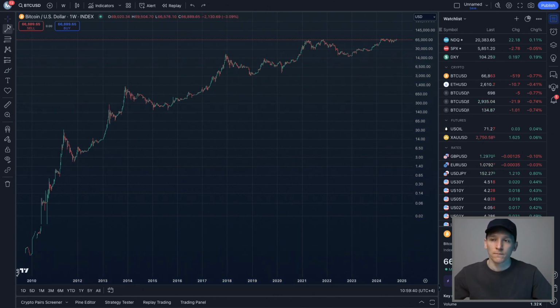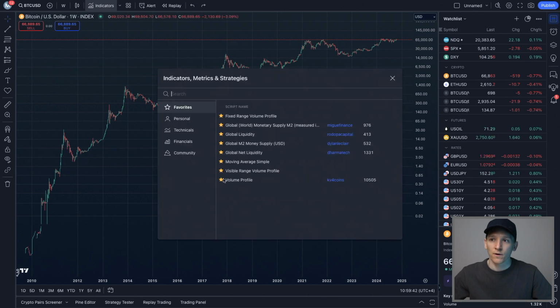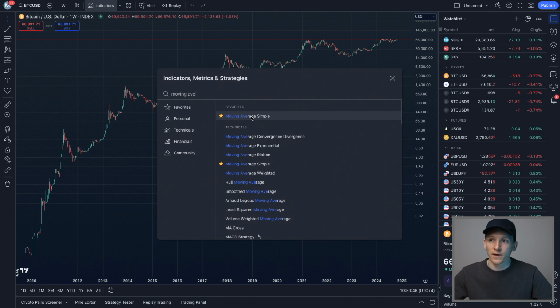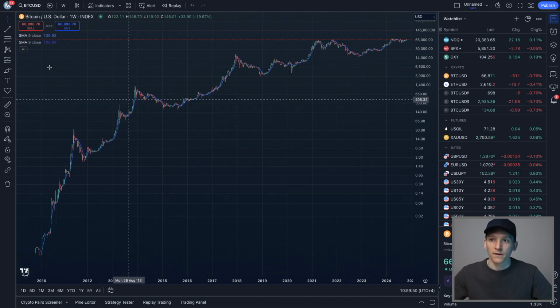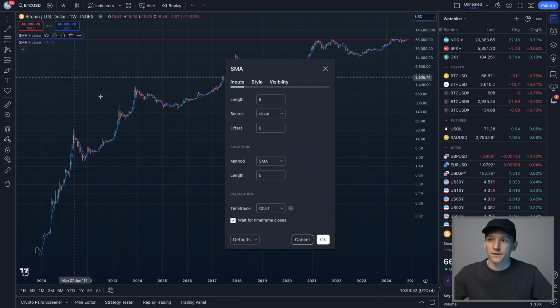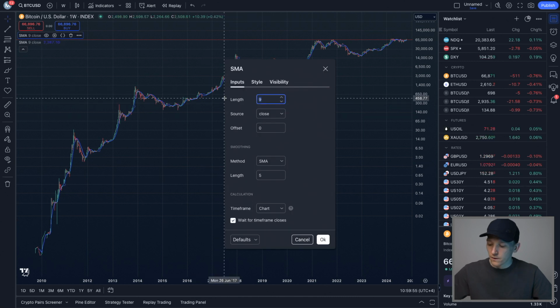So what we're going to do here is use a couple of indicators. So press indicators and then type in moving average. And moving average simple is fine. I'm going to click this twice to get 2 on here. Okay, so now we have 2. On the left-hand side, I'm going to change the settings. I'm going to go to length, 200.